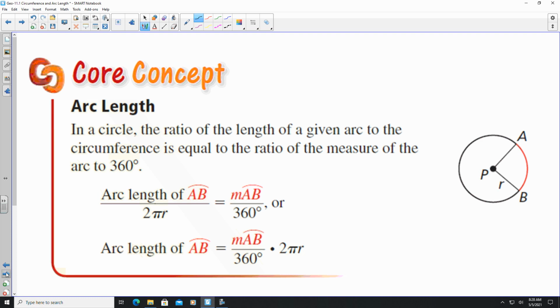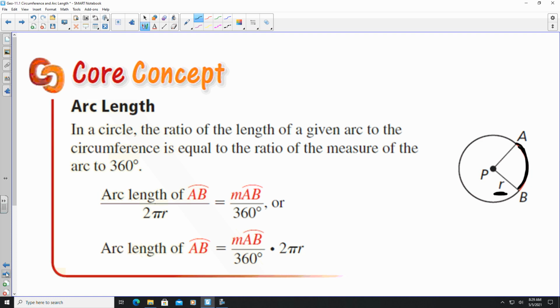The second portion of this lesson is talking about arc length. Arc length is similar to the circumference of a circle, but you are just finding a portion of it, that specific spot that they want you to find, depending on if it's the minor arc or the major arc. For arc length, you need essentially two pieces of information. One, you need to be able to identify the diameter or the radius. Normally, it's better to have the radius, but if you have the diameter, just divide it by 2 to get the radius.